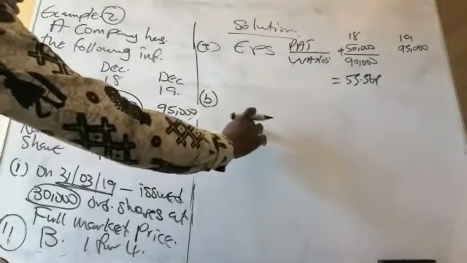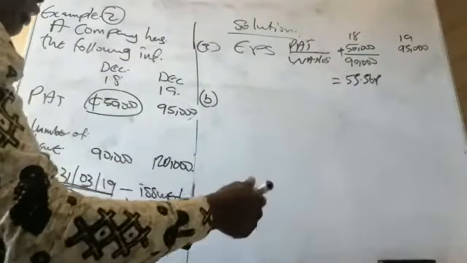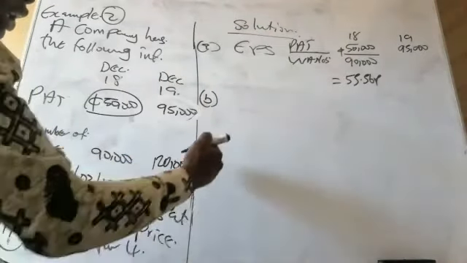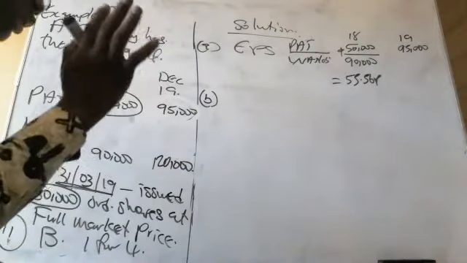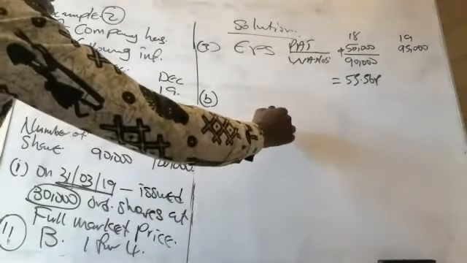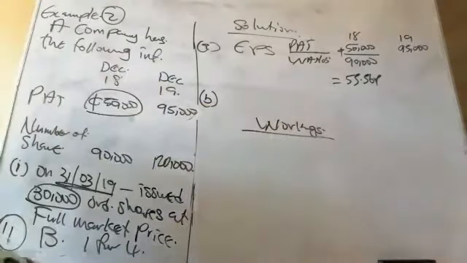So we leave a space. This will be the first page, and the next page is going to be the workings. Count, let's say, 4 to 5 lines, and leave the workings there. Don't forget the rule of 4 to 5 lines. Good. So workings.